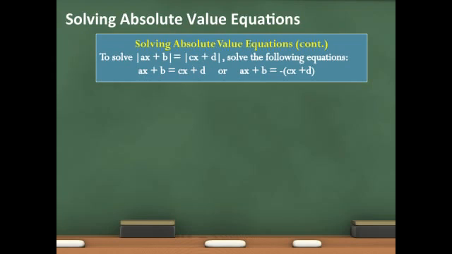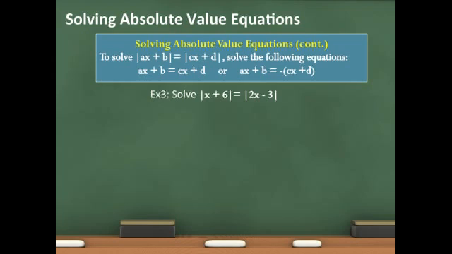Here we have a different kind of equation. This equation involves two absolute values, one on each side of the equal sign. To solve this kind of equation, you need to rewrite the problem as two equations as well: ax plus b equals cx plus d, and ax plus b equals the negative of cx plus d. Let's look at an example.